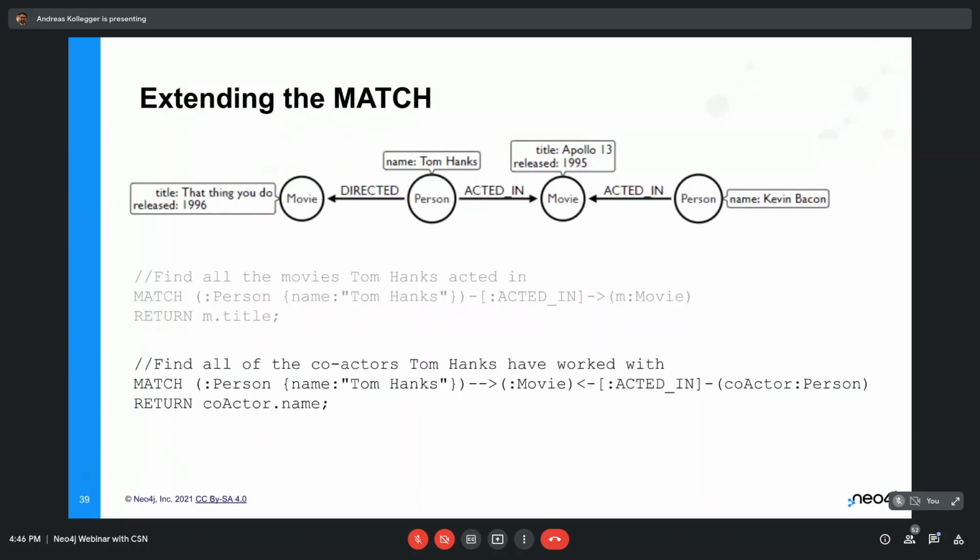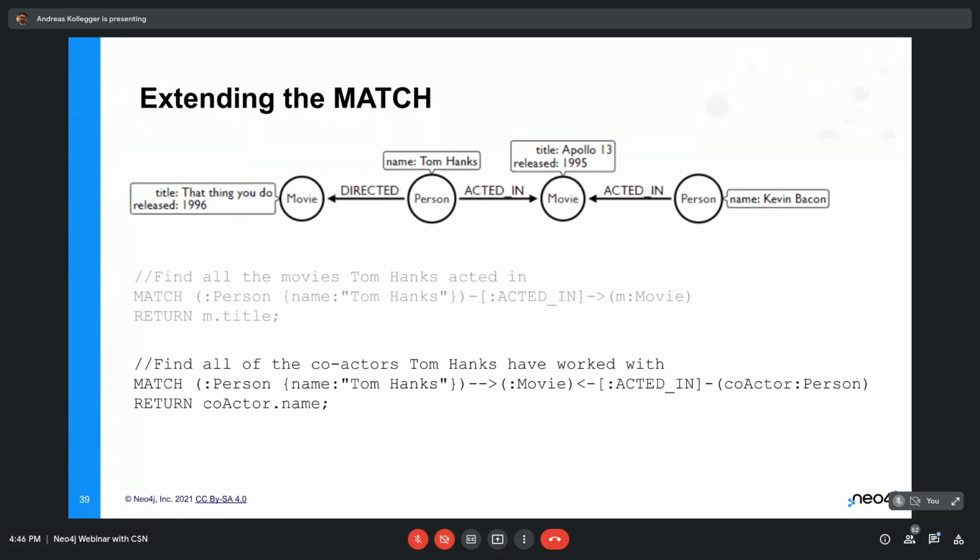Taking that and extending the pattern a little bit, if we did want to do the co-actors that we talked about earlier, the co-actors just extends that pattern. You just continue to describe a pattern where we want to match a person whose name is Tom Hanks in some movie with somebody else who's acted in that movie.